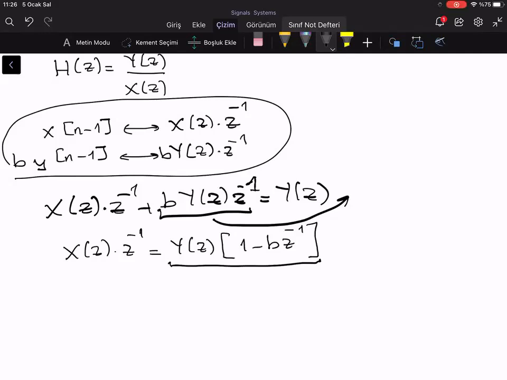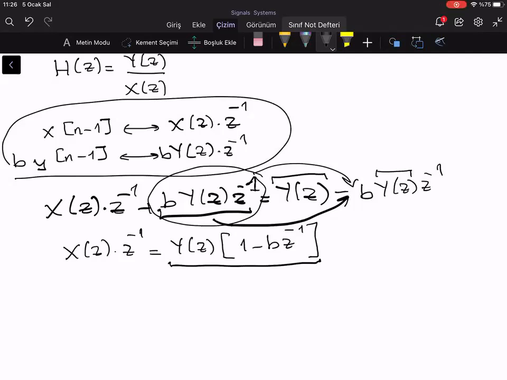Hocam, we just take this one to the right. And then it becomes minus b z to the power minus 1, right? Then take the parentheses of y of z. Is that part clear, arkadaşlar? So this is gone. I'm left with this part.